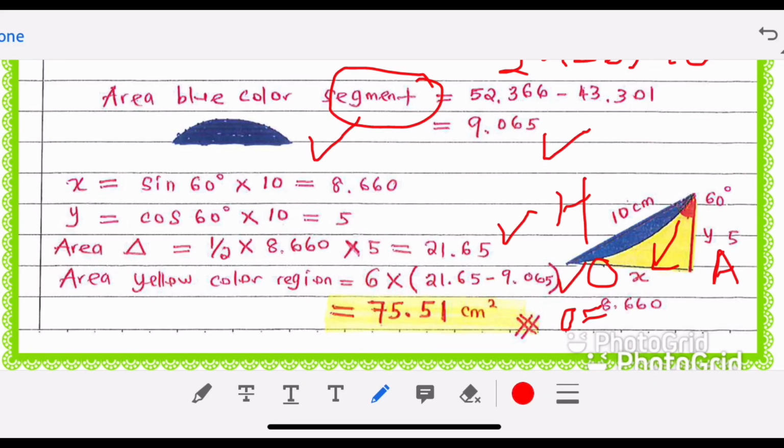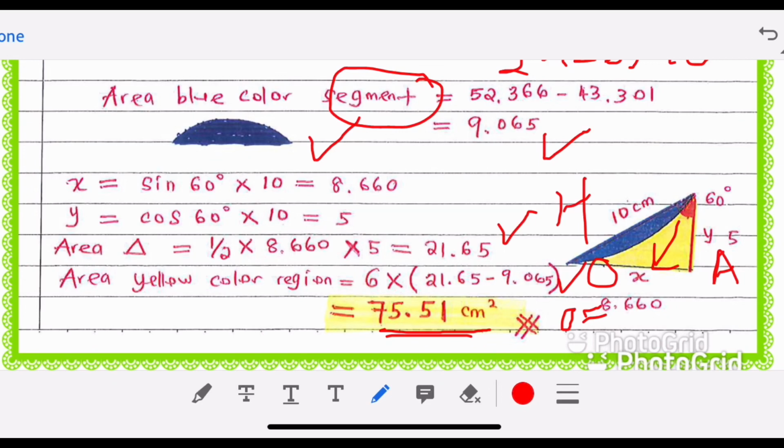And for y, you have to use cosine. y over 10 equals cos 60. Hence y is cos 60 times 10. So y is 5. So the area of the triangle is 1/2 times 8.660 times 5, which is 21.65. You can say that x is the base and y is the height, or you can say y is the base and x is the height. It's okay because base and height are always perpendicular.